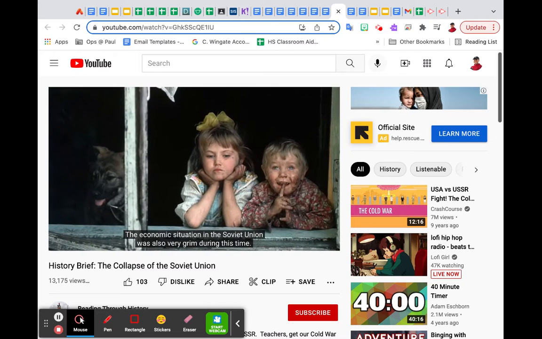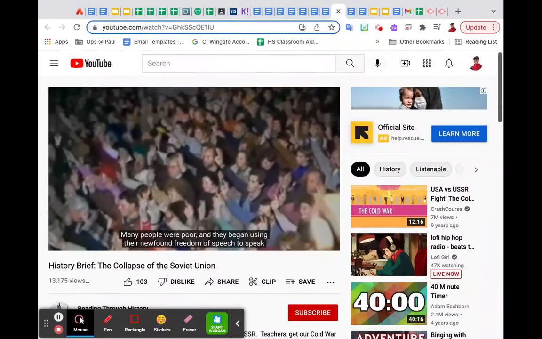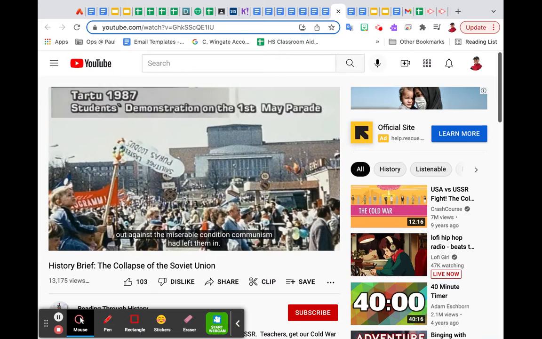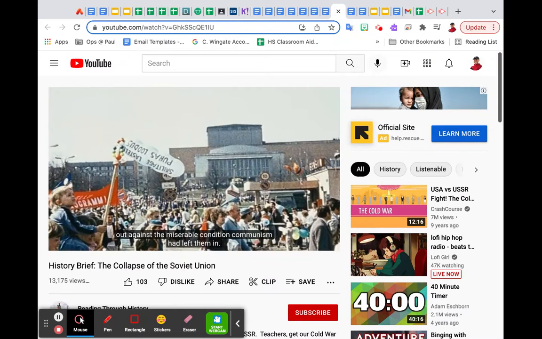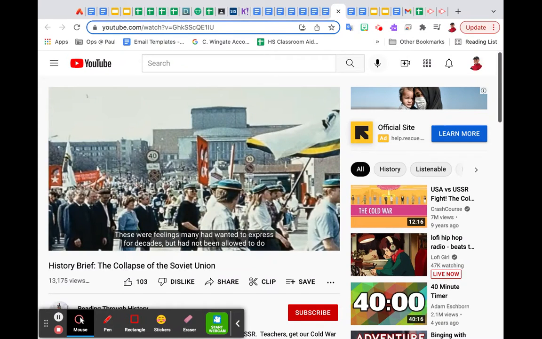The economic situation in the Soviet Union was also very grim during this time. Many people were poor, and they began using their newfound freedom of speech to speak out against the miserable condition communism had left them in. These were feelings many had wanted to express for decades, but had not been allowed to do so.